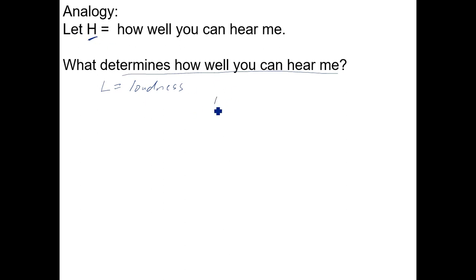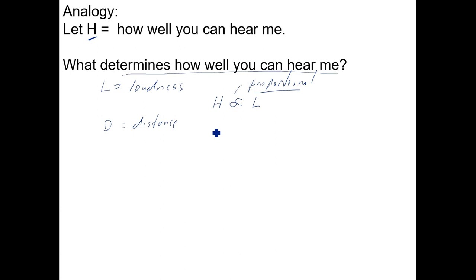So what we can say is that there is a direct relationship between how well you hear me and how loud I talk. This here is the symbol for proportional to. So how well you hear me is directly proportional to how loud I talk. The louder I talk, the better you can hear me. So kind of a one-to-one relationship there. Another major factor that determines how well you can hear me is how far away I am from you. So we'll just say the distance, and I'll just use the symbol D for that.